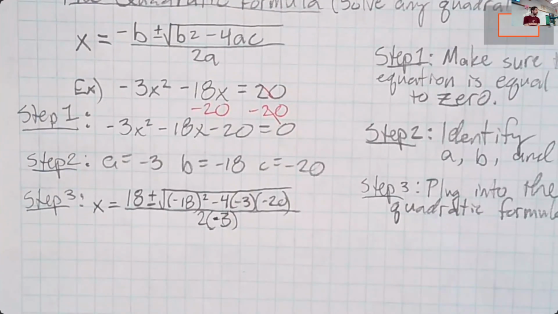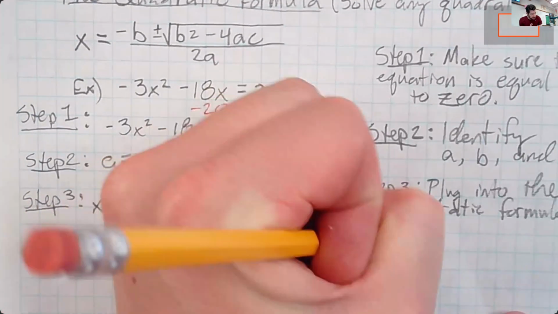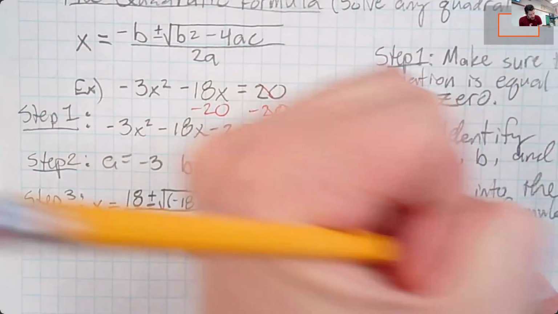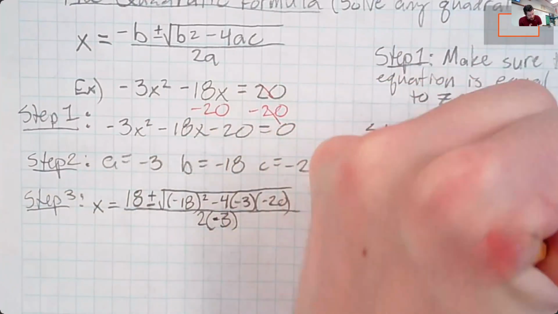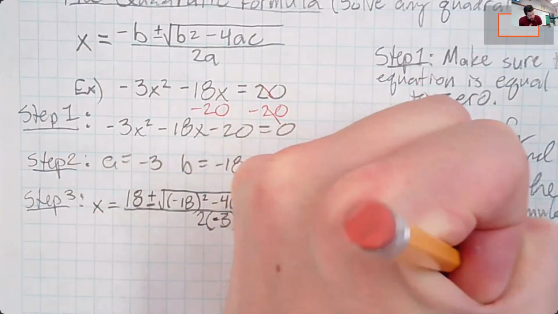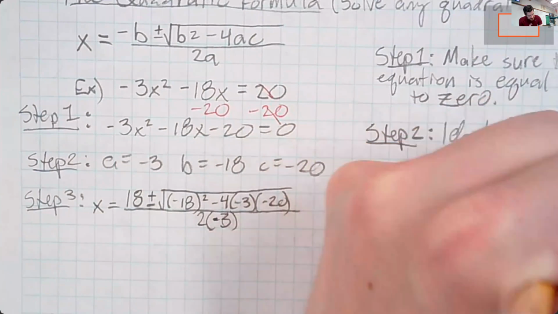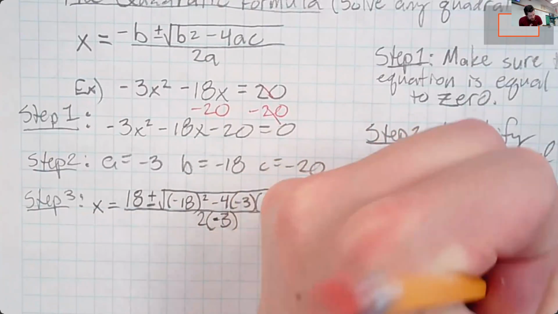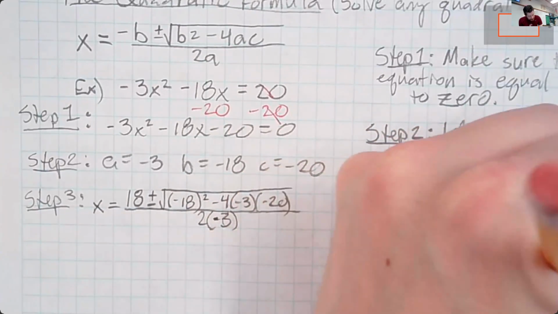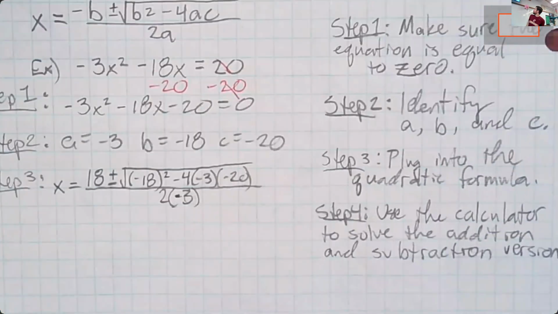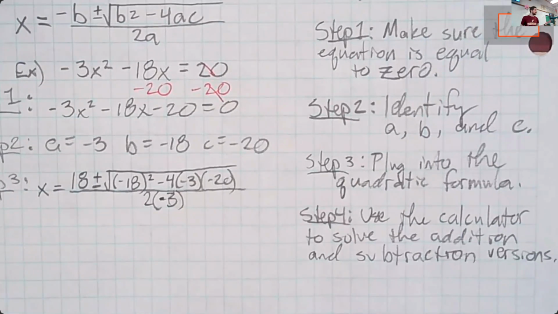And then step 4, last step. Use the calculator to solve the addition and subtraction versions. Step 4, use the calculator to solve the addition and subtraction versions. So that's what we got to do. And then you can just write your answers after that.